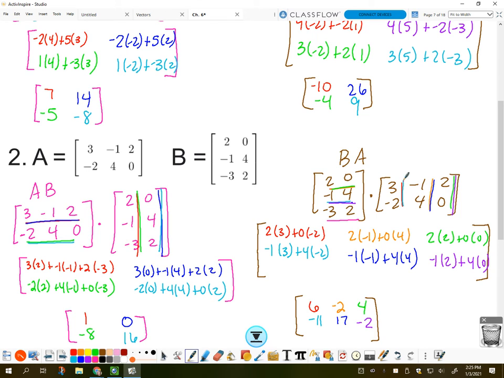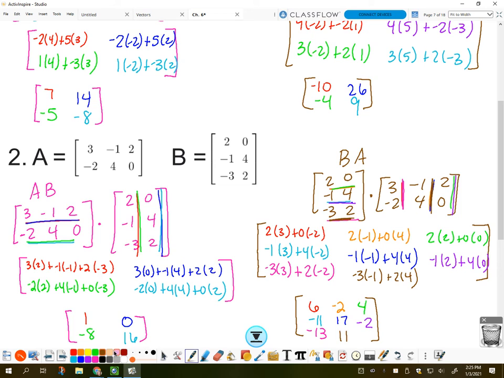So we want these times these. So -3 times 3 plus 2 times -2. I'm going to go ahead and write these down as I go, so I don't switch my color too many times. So -9 and -4 is -13. Alright, so then we want these times these. So -3 times -1 plus 2 times 4. Sorry, my brain froze. So 3 and 8 is 11.